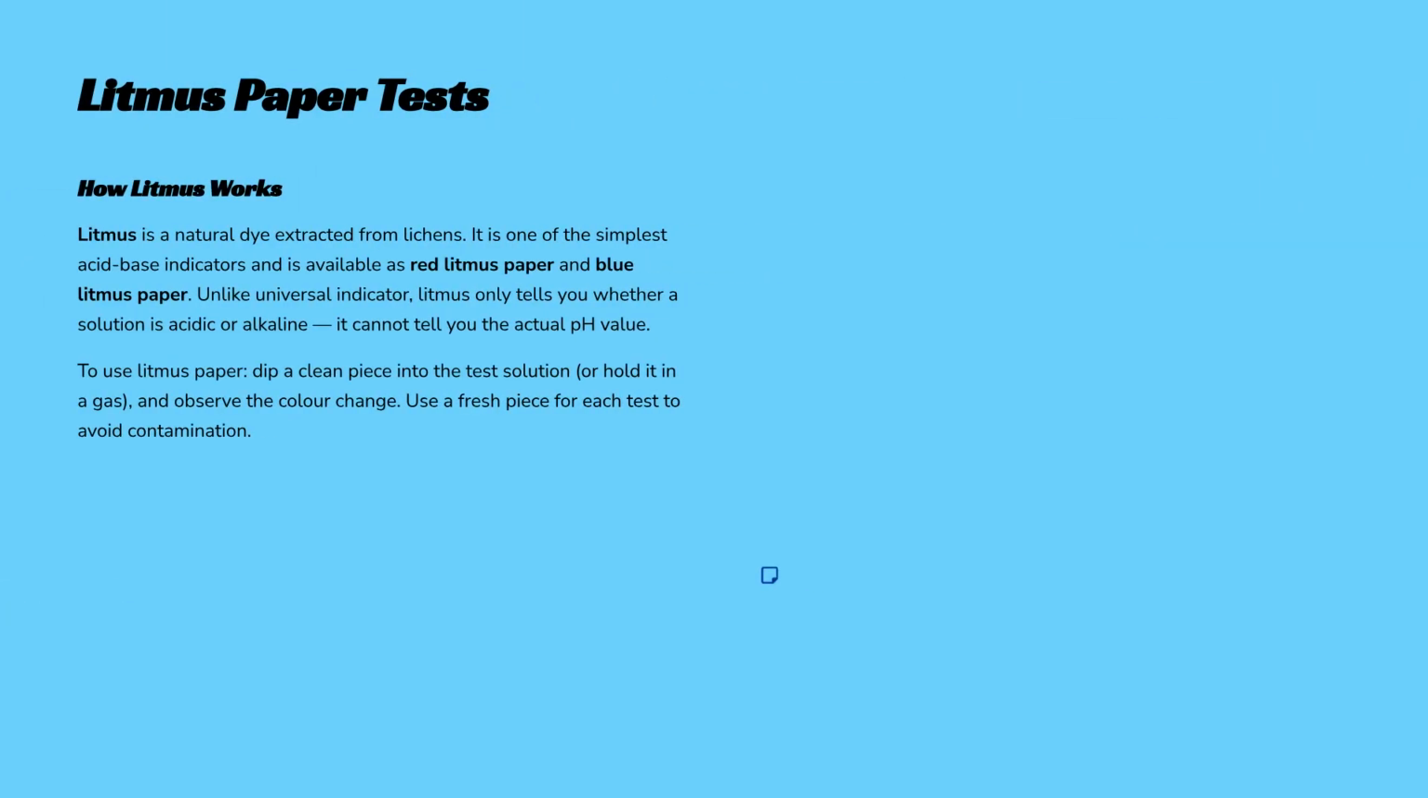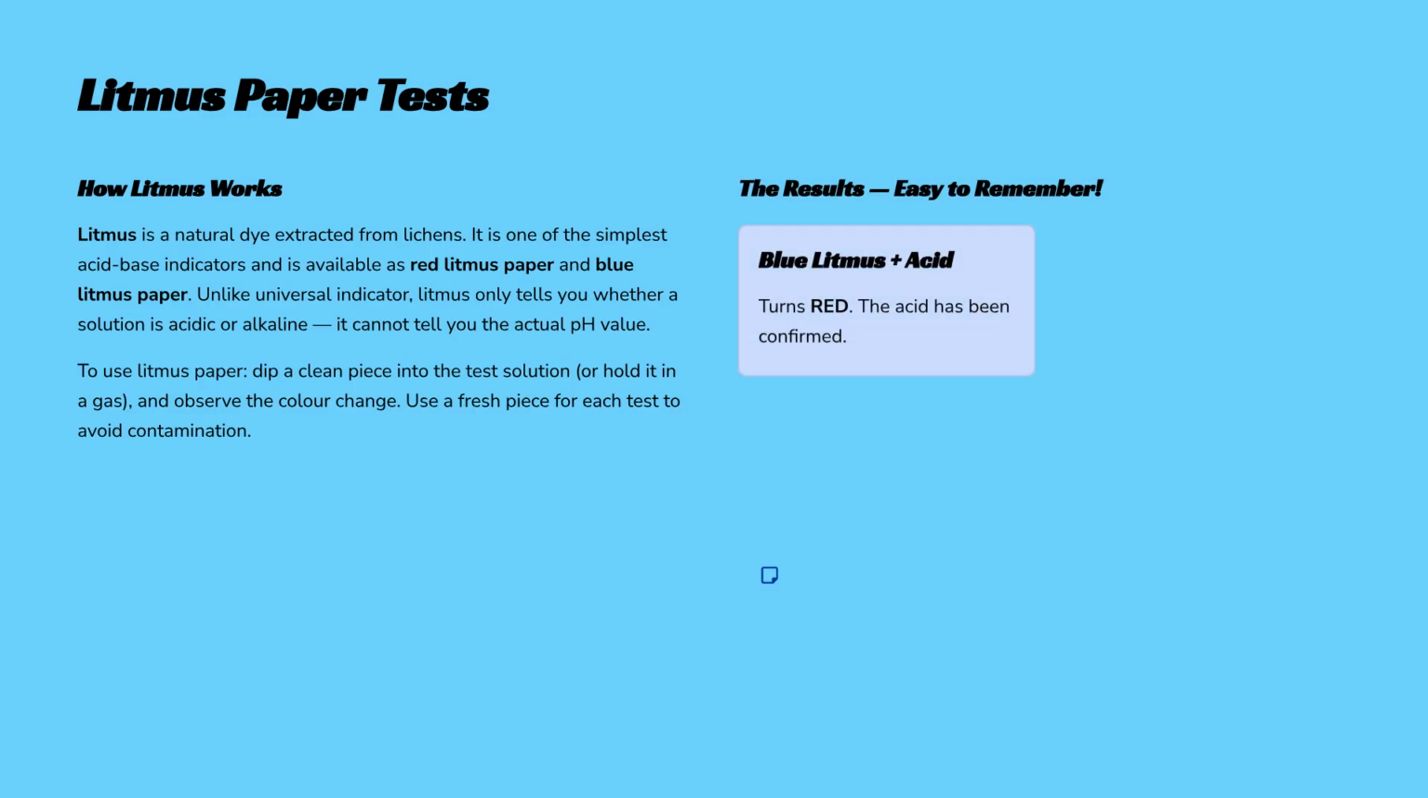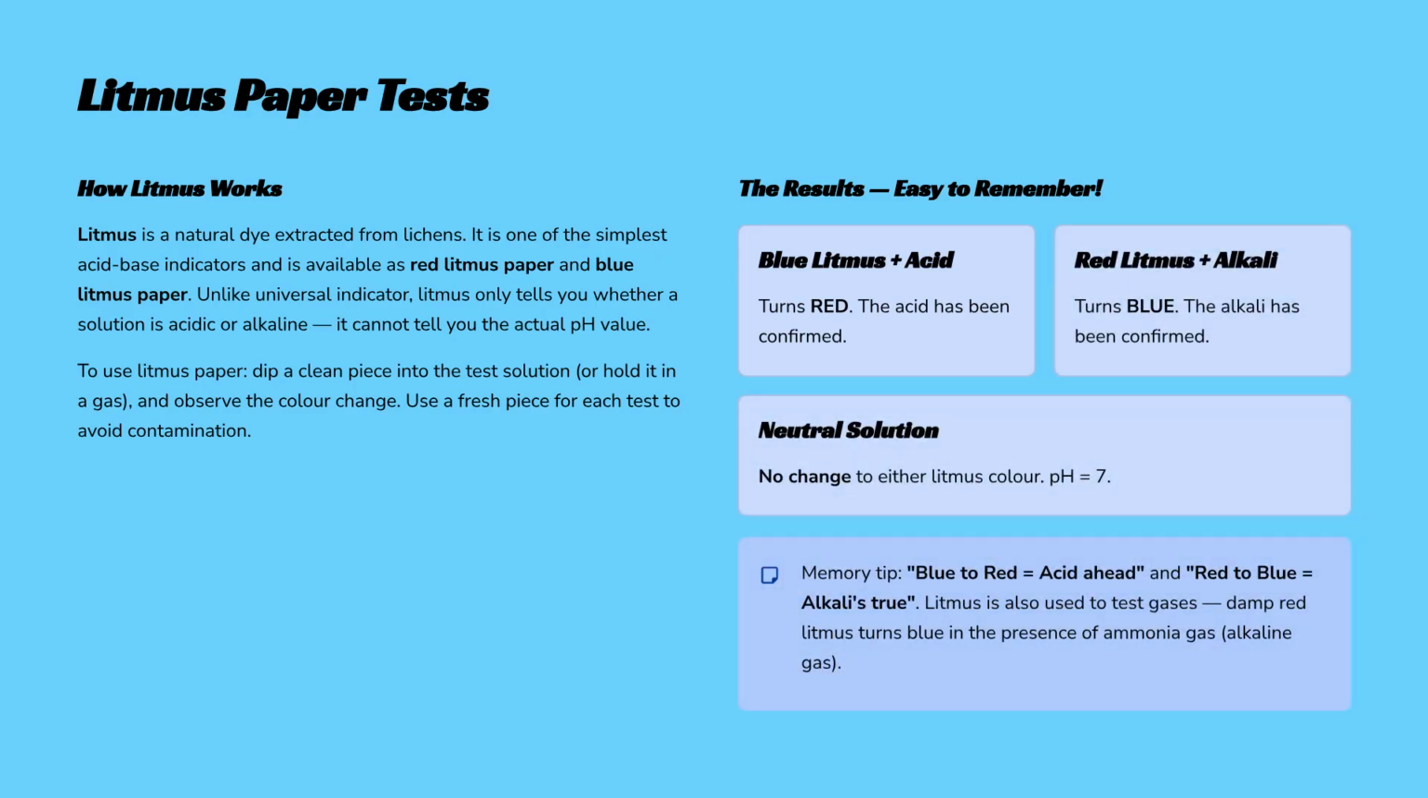Litmus paper is a simple indicator that only tells you if a solution is acidic or alkaline, not the exact pH. Blue litmus turns red in acid, and red litmus turns blue in alkali. Neutral solutions cause no change. A helpful memory tip is: blue to red equals acid ahead, and red to blue equals alkalis true.